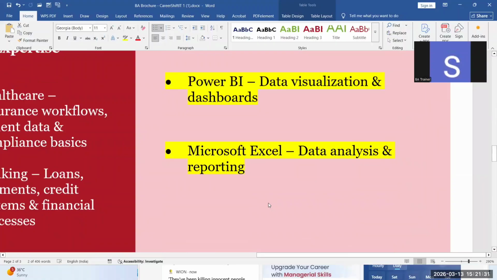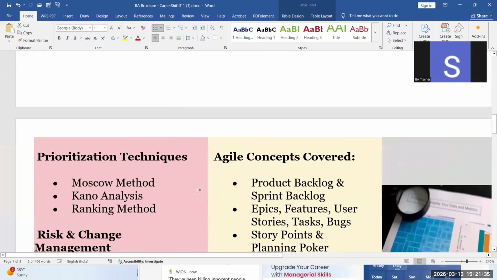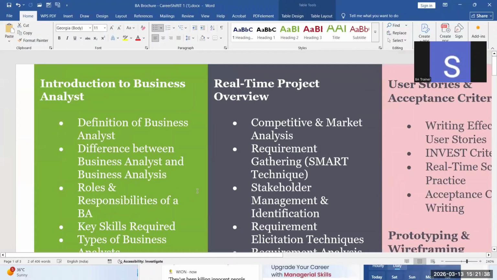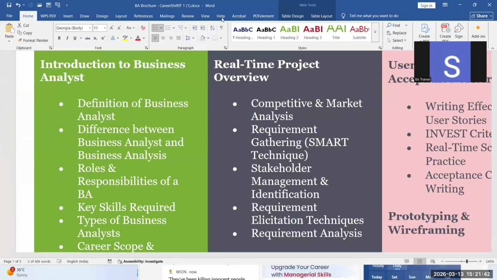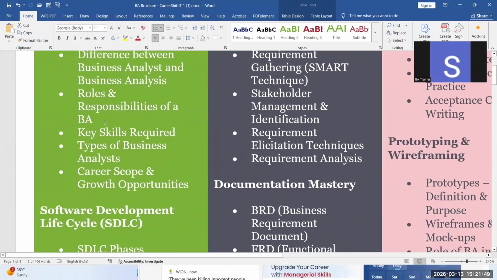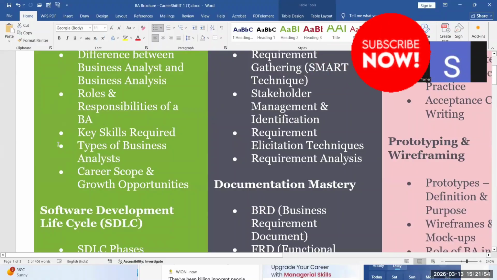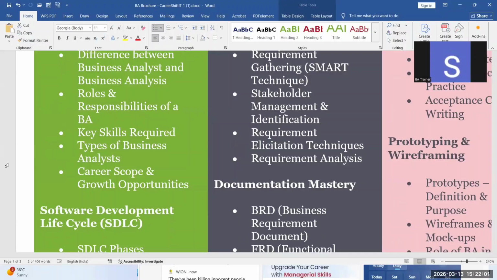And what exactly are we going to train you on? In these 30 days, apart from tools, we are also going to train you on the definition of a business analyst, the different types of business analyst that exist in the IT industry, the roles and responsibilities, and the career scope for a business analyst. These are some fundamentals that everyone has to be aware of before they transition or decide on the business analyst role.